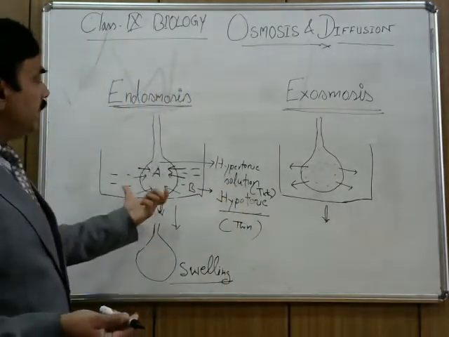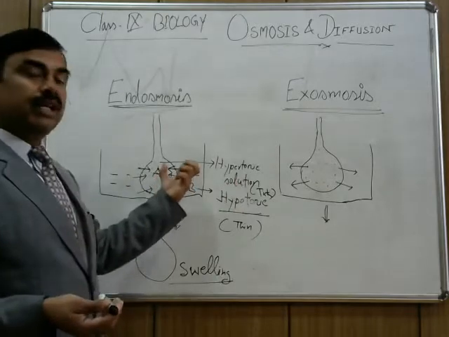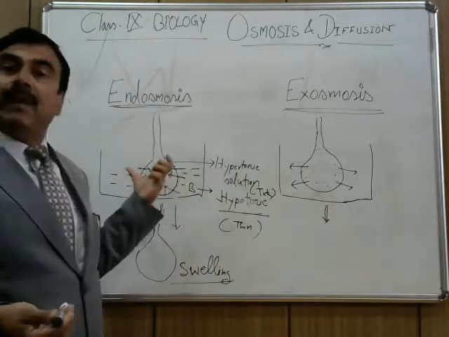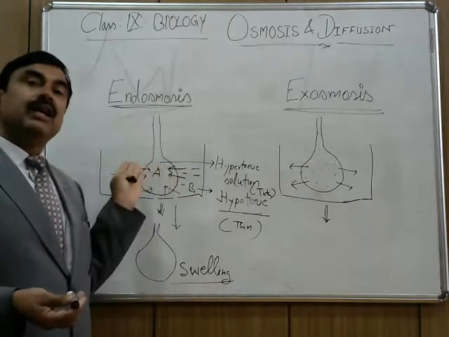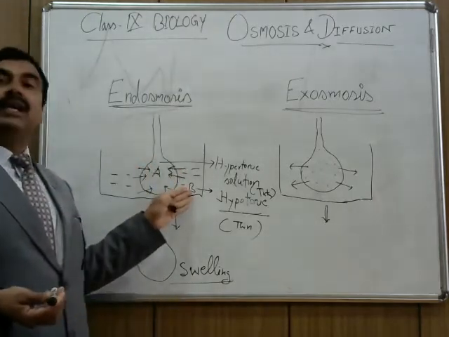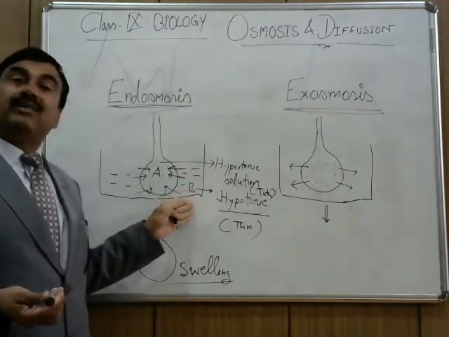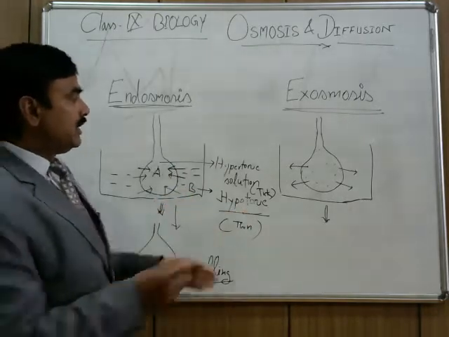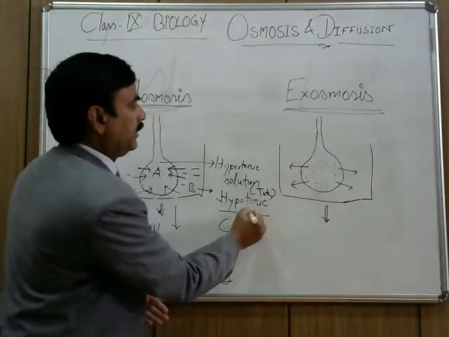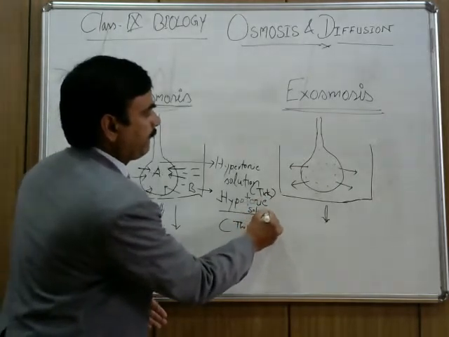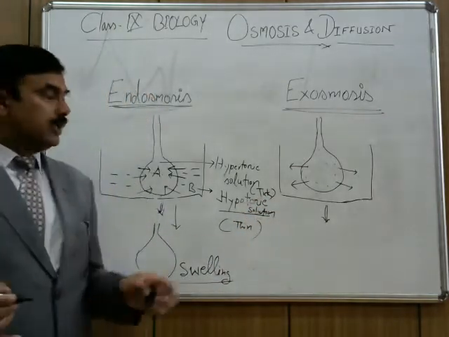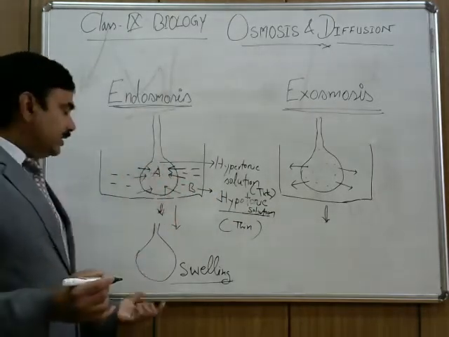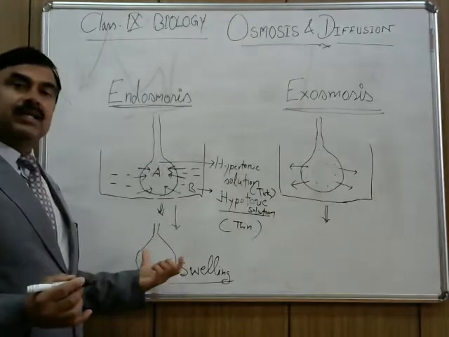Right? So here once again I am going for the recapitulation of what happened. The tonicity of A pouch is hypertonic, and the B, where the pure water is there, is hypotonic solution. You can see hypotonic solution. So water will move from B to A, it will swell, and the swelling will take place.